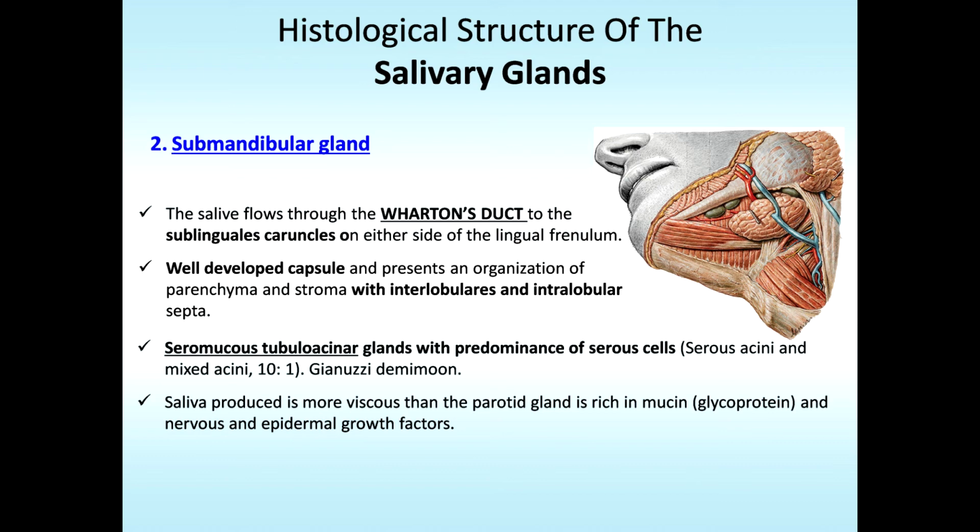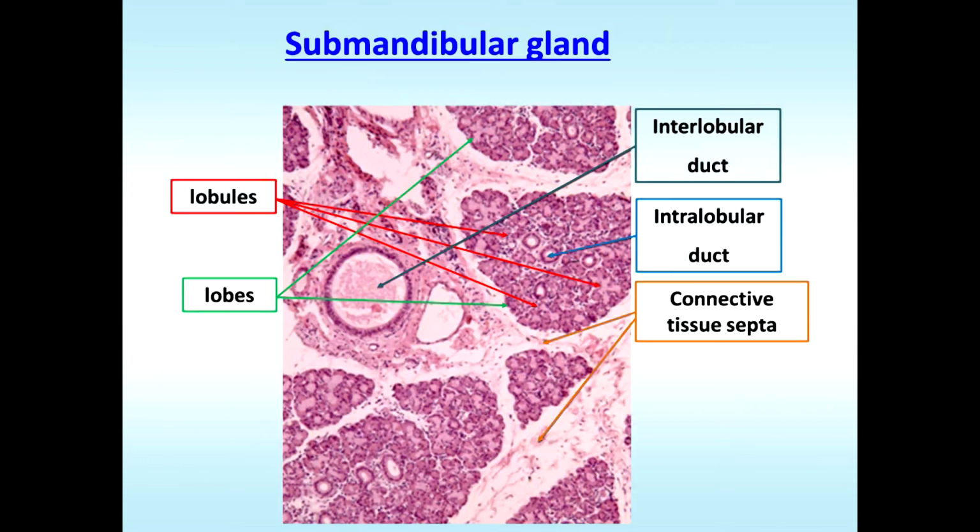The acinus has a peculiar structure that we shall see, and it's called the Giannuzzi demilune. Thus, we shall see that the tubule is mainly made of mucus-secreting cells. However, it's going to have a cap of cells which are serous-secreting cells. That's what makes the demilune. Regarding the content of saliva, not surprisingly, it is very rich in mucins such as glycoproteins.